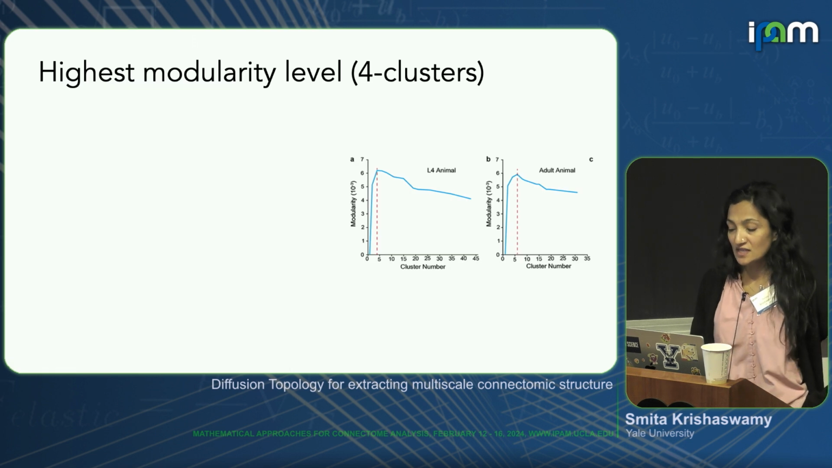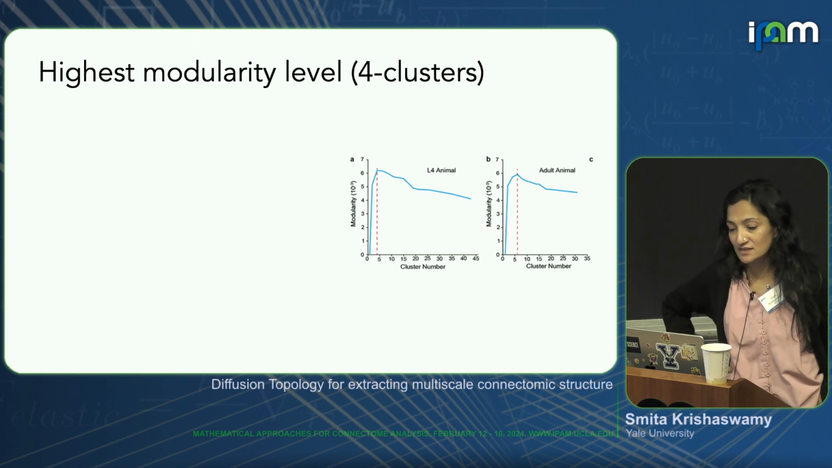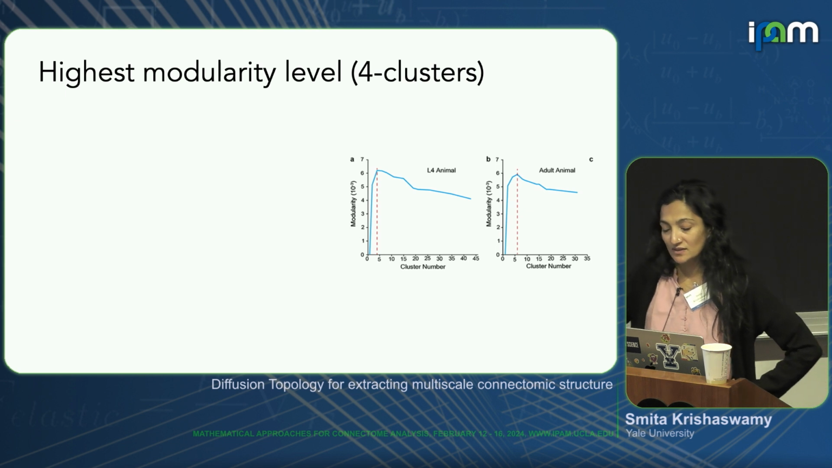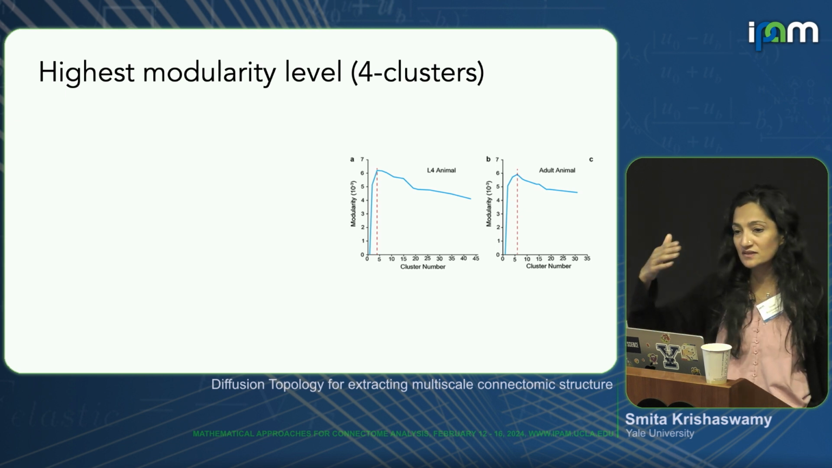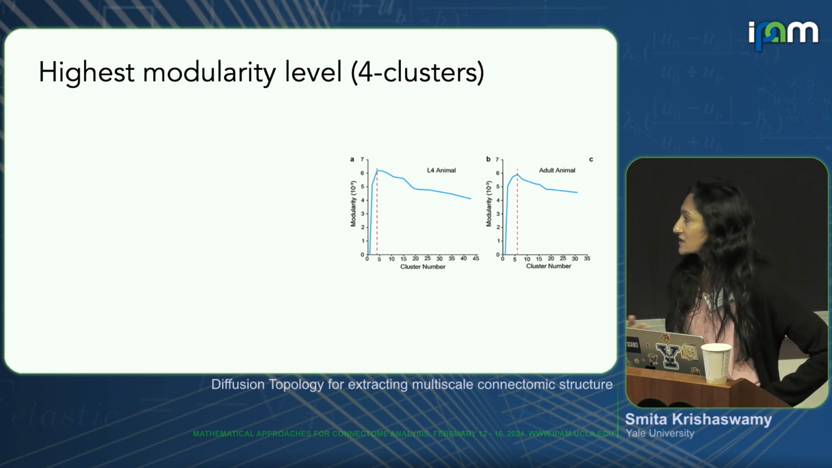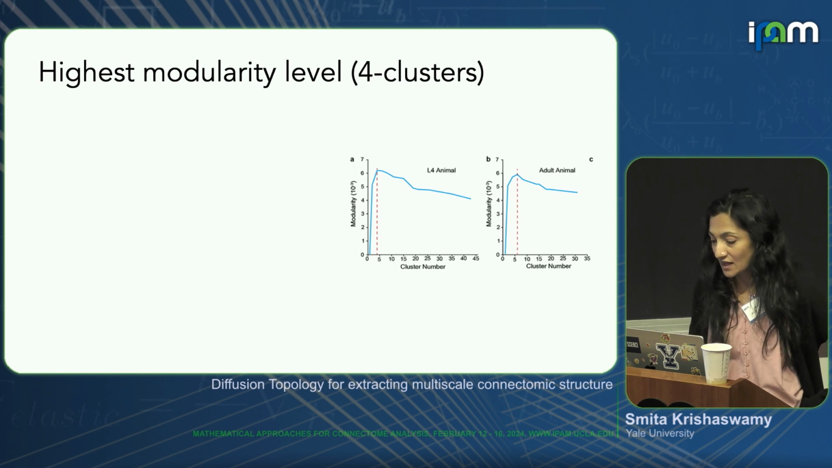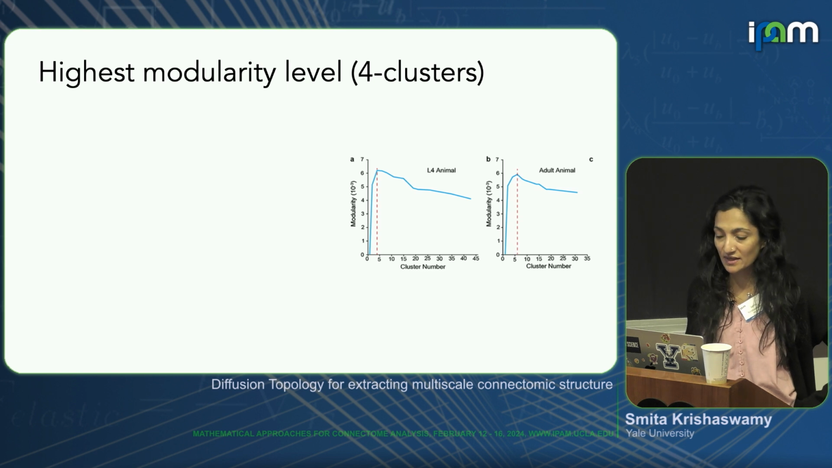Okay, so then we used some analysis of different levels to figure out which levels the neuroscientists wanted to study further. And we ended up using modularity, which is a measure of cluster separateness.